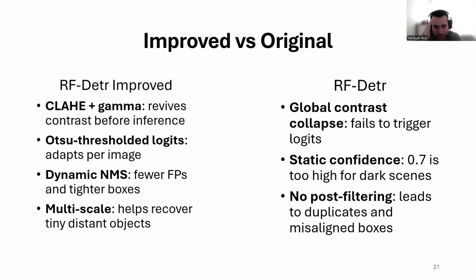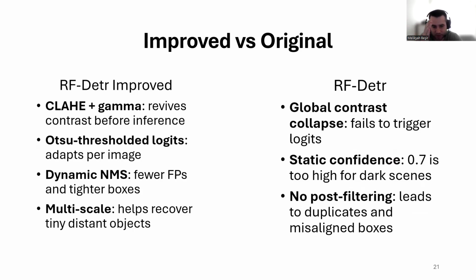I use CLAHE plus gamma correction to restore contrast. I use multiscale inference instead of only 600 pixel resolution. I run 600 and 1000 pixel and then merge the results. I use adaptive thresholding with the Otsu method, and I use smart NMS, non-maximum suppression.